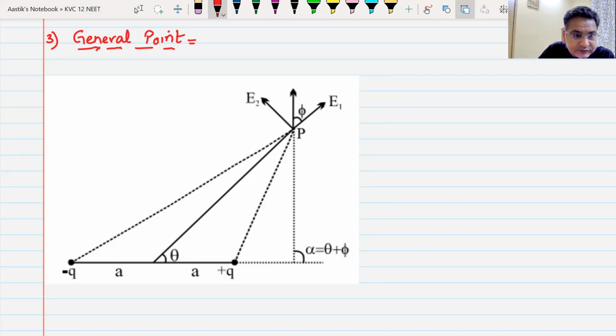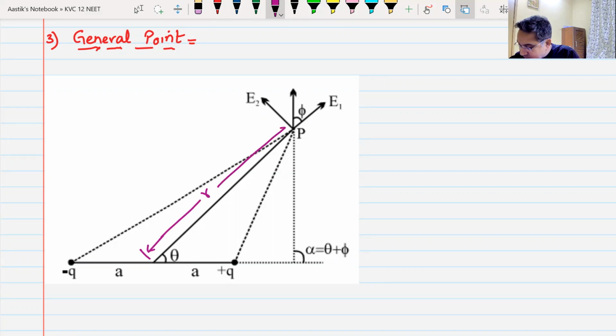Okay, sir. We have a formula for a general point. Now, as you can see, this is a general point. If you remember, this distance was given as r, and this is a general point.